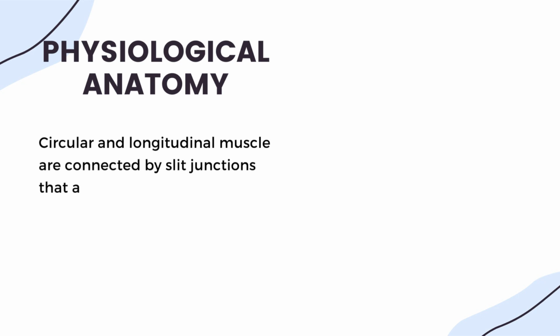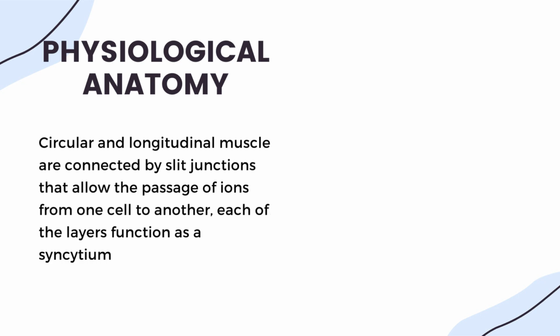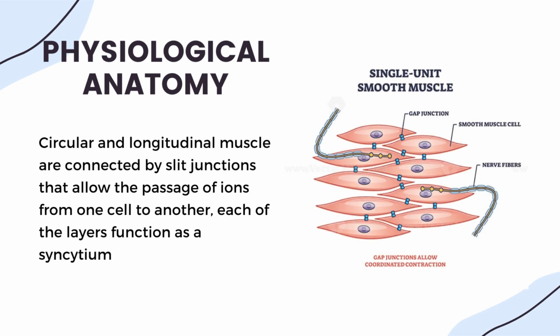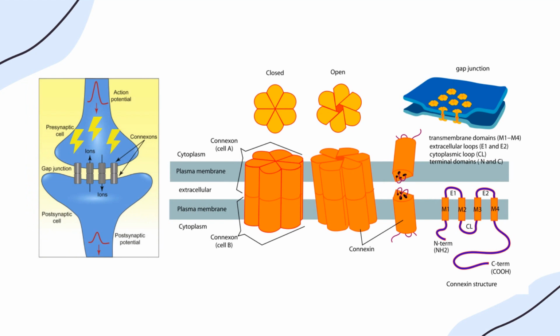The circular and longitudinal muscle are connected to each other by a structure called gap junction. The function of the gap junction is to allow the passage of ions from one cell to another, which indicates that it functions as a true syncytium. Recall that the gastrointestinal muscle is of the unitary smooth muscle type, and when a stimulus arrives, it travels through all the muscle cells, thanks to the gap junction. This action takes place thanks to proteins called connexins. See, these are the connexins that are found between two cells. When an action potential arrives at a cell, all cells are depolarized together, and this is thanks to the connexins that allow the free passage of ions.